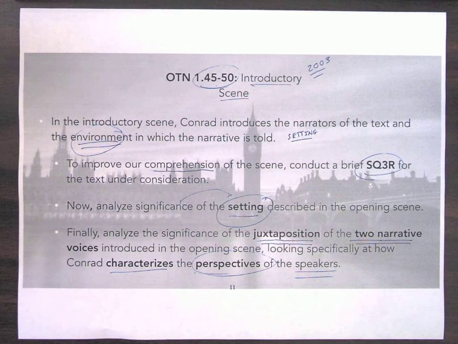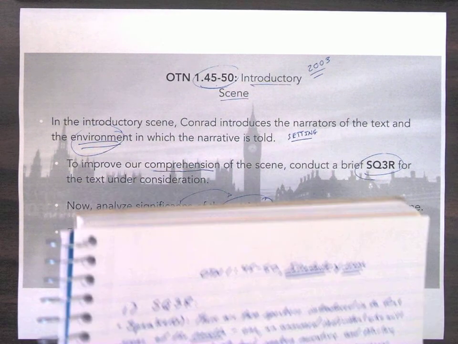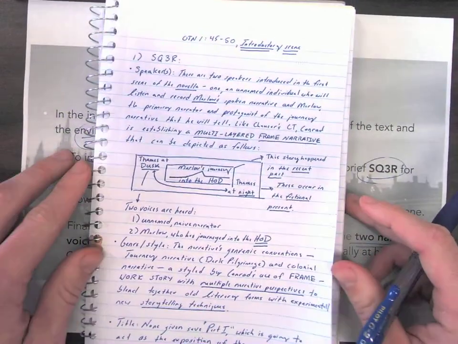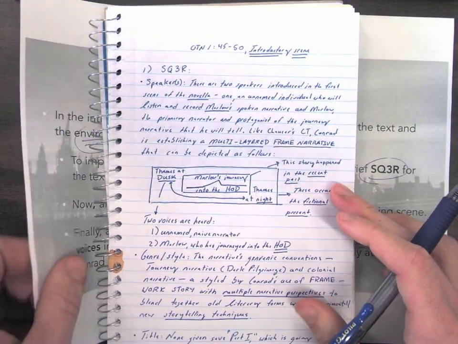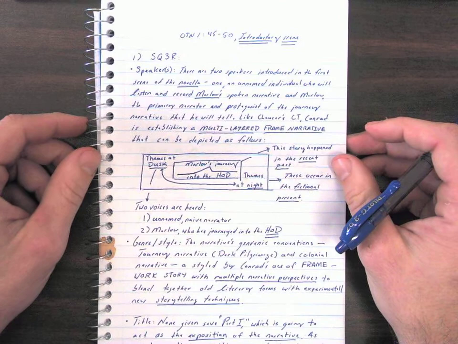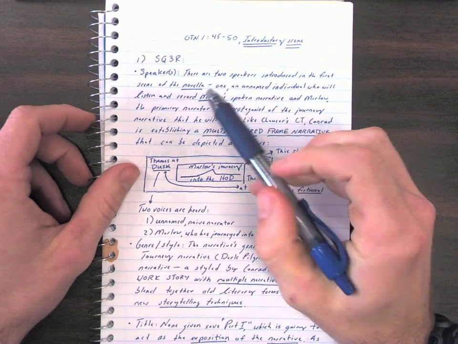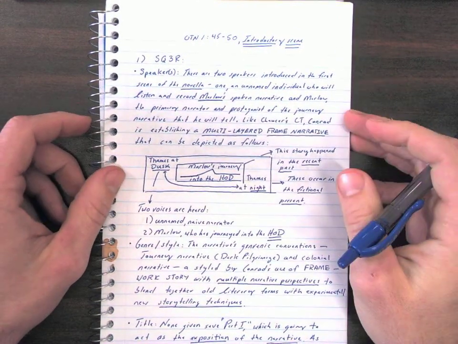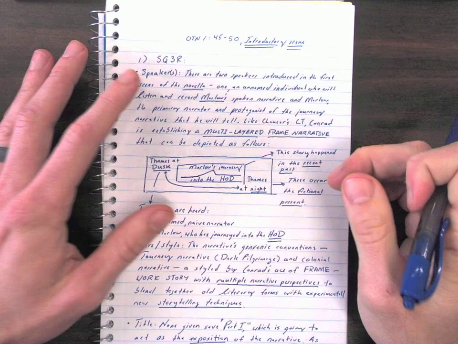So let's go ahead and jump into our SQ3R. As always, we want to begin our analysis of the text with a basic comprehension of the text. So as usual, we're going to start by looking at the speaker of the text, of which there are two. So we're talking about speakers.